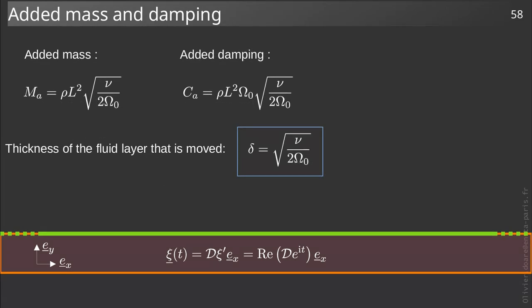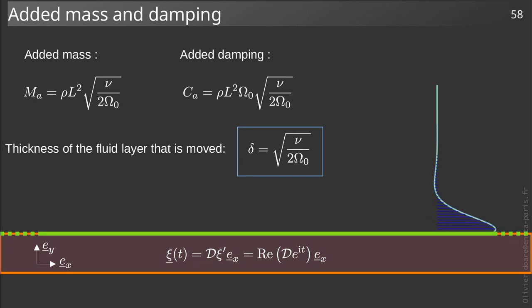We can rewrite these two quantities by highlighting a characteristic length delta equals square root of nu over 2 omega naught, which can be seen as a boundary layer thickness. This is the thickness of fluid moved by the solid in the oscillation. We see that the greater the viscosity, the greater delta. On the contrary, the greater the frequency of oscillation, the smaller the thickness of the fluid. Thus, the moved fluid layer is small and the added mass decreases.